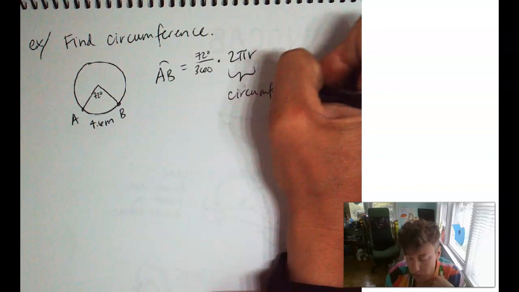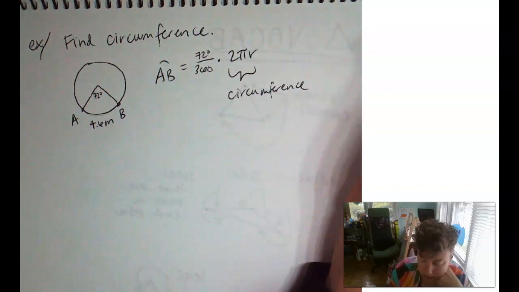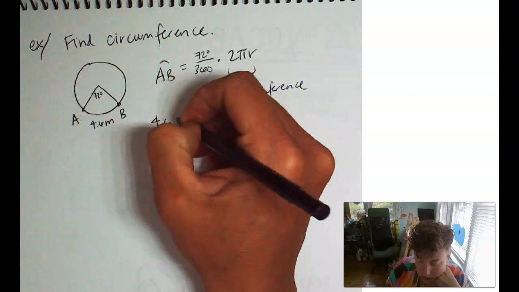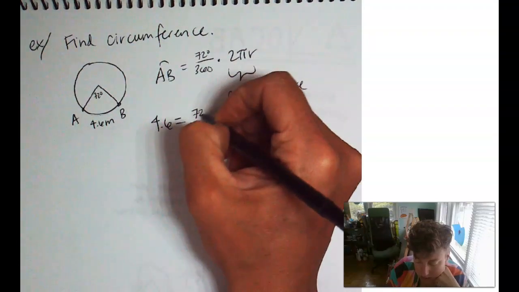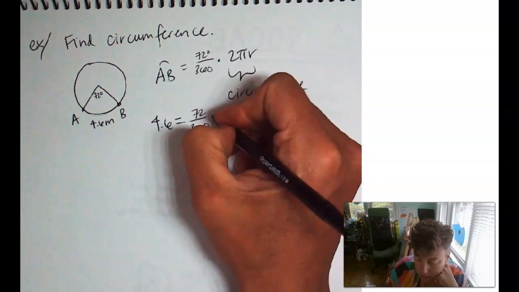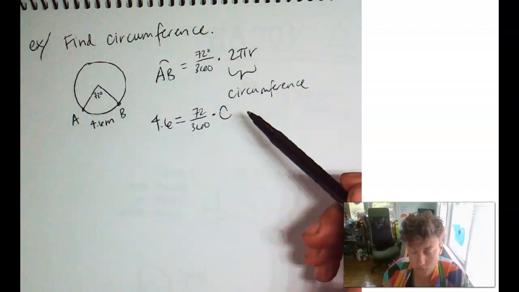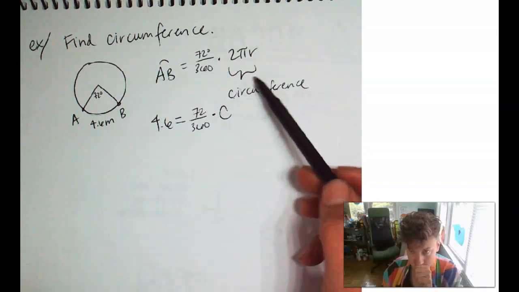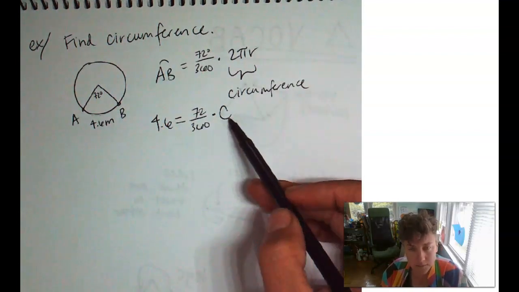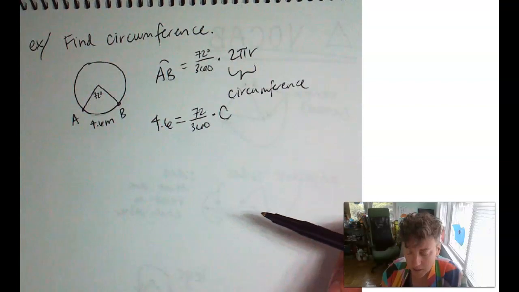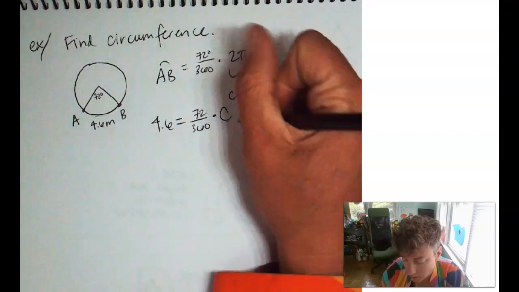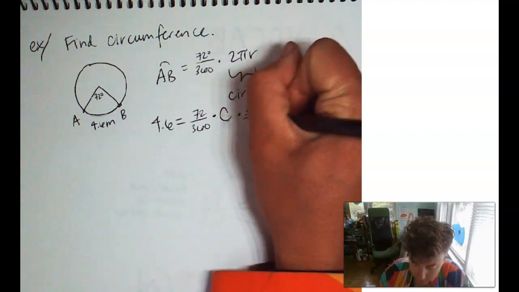So that actually makes this problem not too bad. We know the arc length is 4.6 meters, equal to 72 degrees over 360 times c, a variable for our circumference, 2 pi r. Okay, so how do we get this c by itself? It's being multiplied by a fraction, so we can multiply both sides by the reciprocal, and that would cancel out.